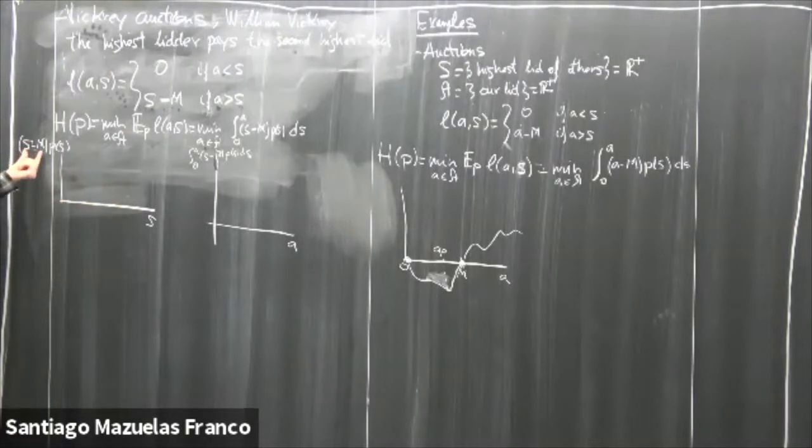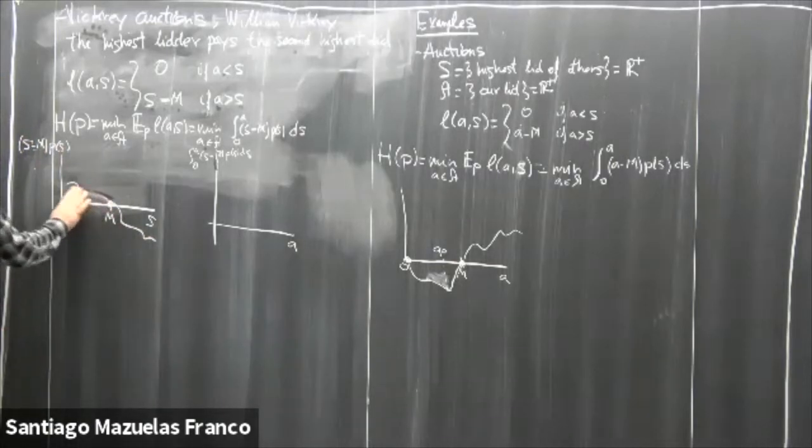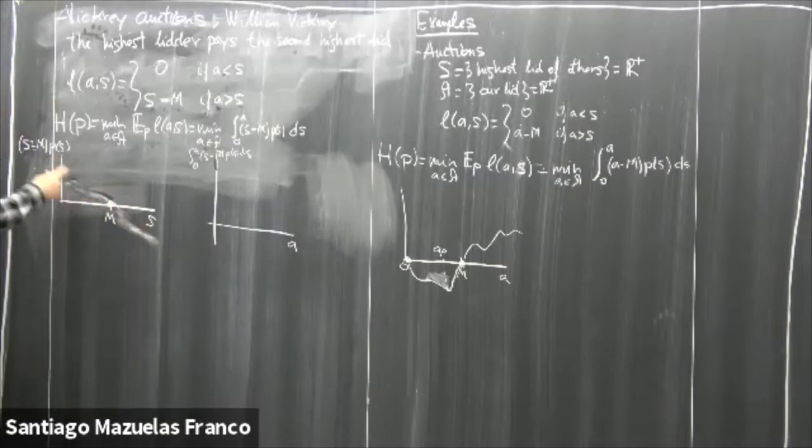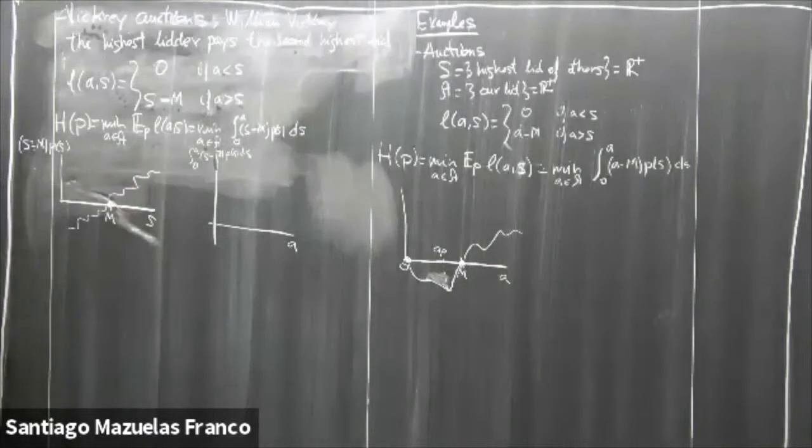So this function over S, when S is equal to M, this function is going to be 0. For S smaller than M, this is going to be negative, and this is some probability, so it's positive. So this function here is going to be negative. The shape of it, we don't know, it can be whatever, but it is something negative. When S is bigger than M, this is positive and the probability is also positive, so this function is positive, with a certain shape that we don't know.